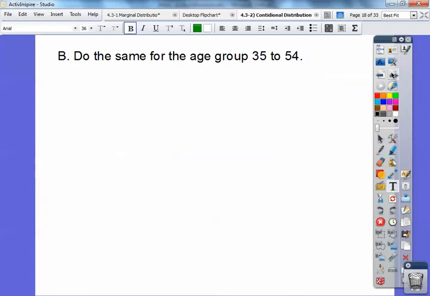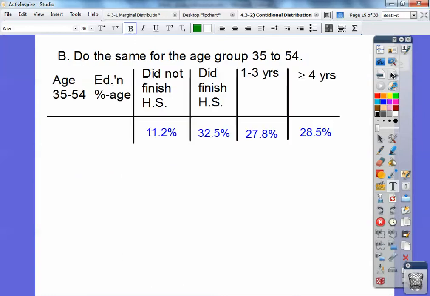So here's section B. Do the same for 35 to 54. So here we go, 35 to 54. You should get those answers right there. Probably pause right here, you guys. Well, you probably paused already, and make sure that you get those same answers right there. And then you're going to do the same for 55 and older. So go ahead and set up that chart like you see above, and then probably pause it and see if you can get these answers.